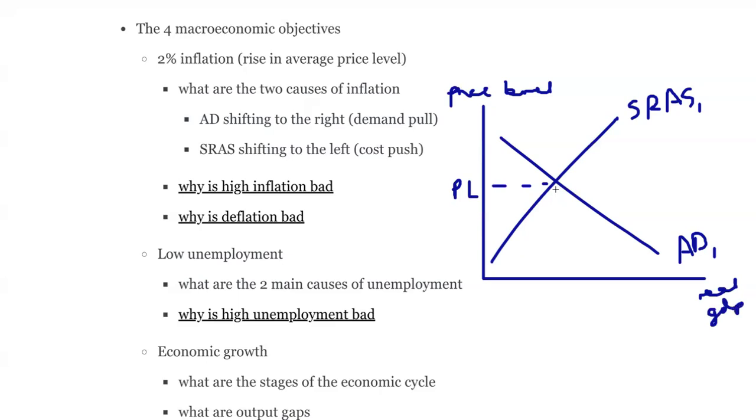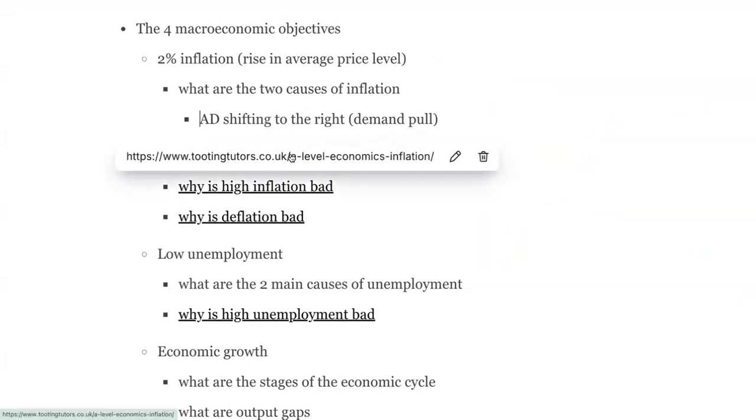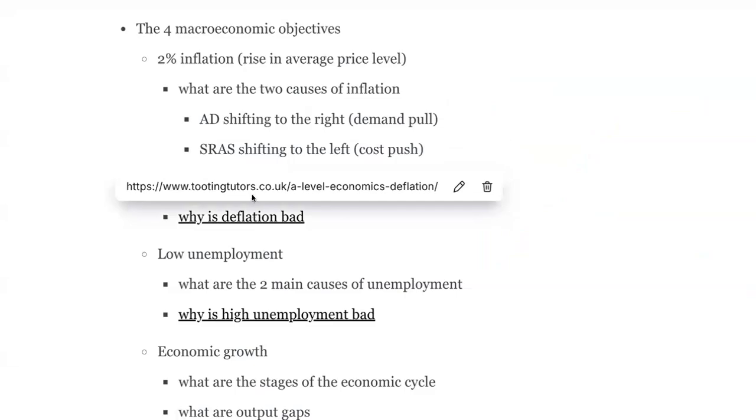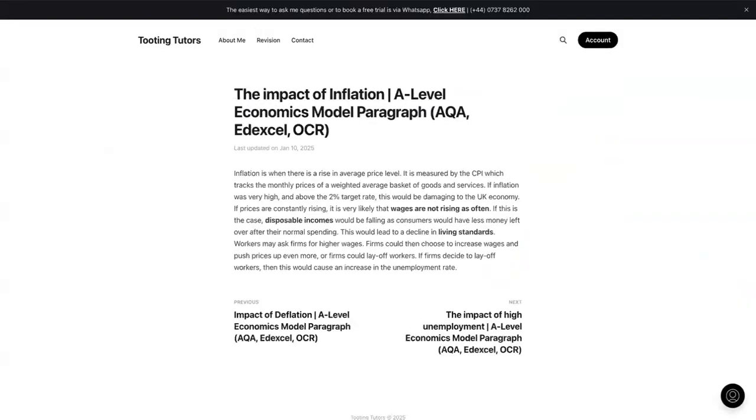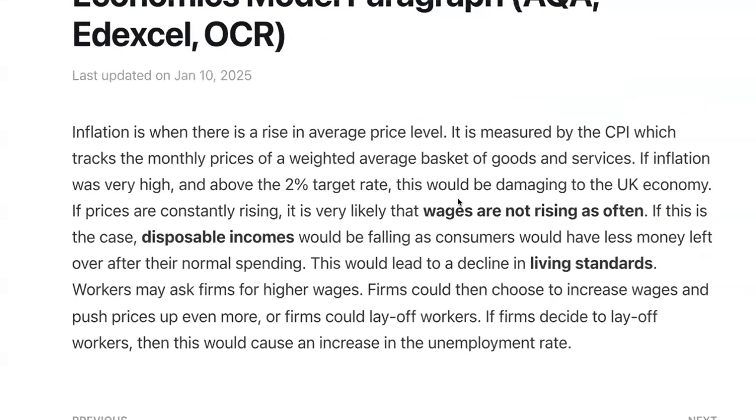And if SRAS shifted to the left, there would also be an increase in the price level. So those are the two causes of inflation. We spoke about why inflation is bad, and we also spoke about why deflation is bad. Inflation is bad because it means that prices are consistently rising whilst wages are not rising as often. This means that disposable incomes would be falling because consumers would have less money left over after their normal spending, meaning that they're going to suffer from worse living standards.